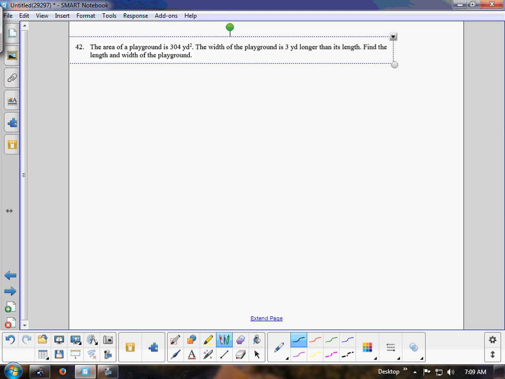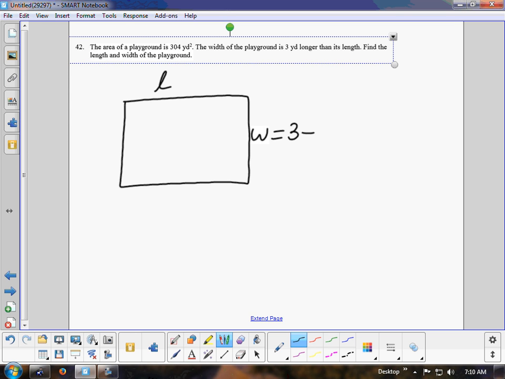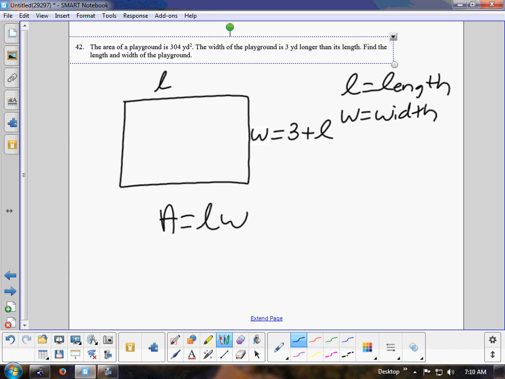The area of a playground is 304 yards. The width of the playground is 3 yards longer than the length. So this is the length, this is the width. It says find the length and width of the playground. Well, we know area equals length times width. So that 304 is the area. That's going to equal the length, L, times the width. But instead of putting W, we're going to put 3 plus L.